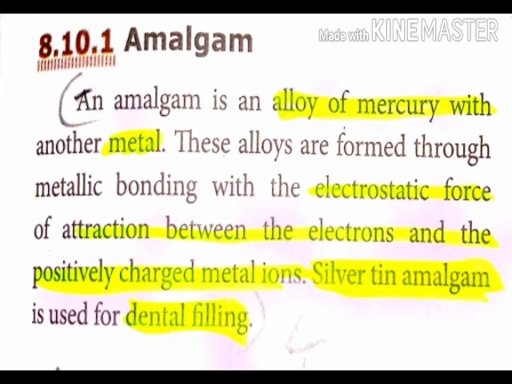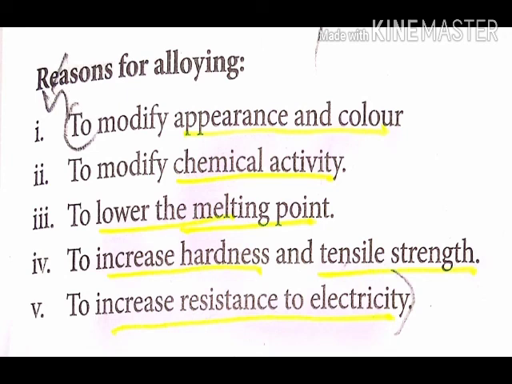And the reasons for making alloys are to modify the appearance and color of the metals and chemical activity, lower the melting point, increase the hardness and tensile strength, and increase the resistance to electricity. For this purpose we are making alloys. Alloys are made in two ways, by fusing and by compressing. And alloys are a solution. Solution is nothing but solute and solvent mixed together. The lesser amount of substance is known as solute and the larger amount is known as solvent. Like that in alloys also, the solute and solvent are mixed together to form alloys.